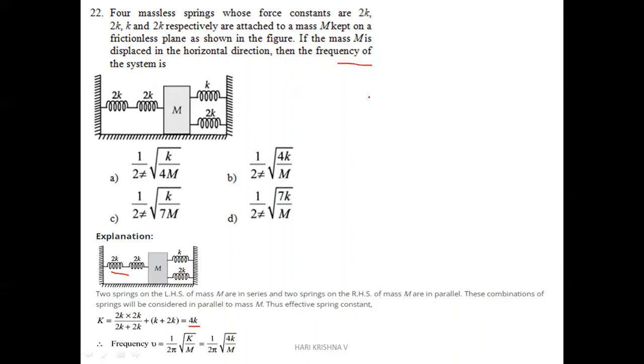They're asking us to find the frequency nu. So the formula for nu is 1 by 2 pi root of K by M. So this K we got is 4K. So 1 by 2 pi root of 4K by M. Option, okay. This is the pi value.